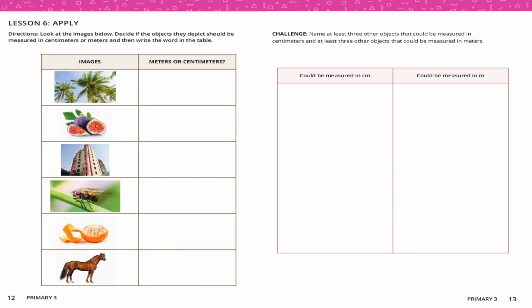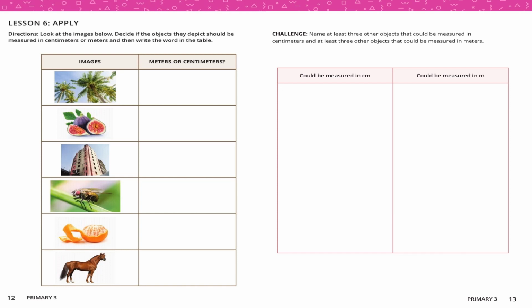Now let's apply. Our lesson 6 is applying four measurements. We have here some images and we will decide if we can use meter or centimeter to measure them. Don't forget, meter is the unit used for long items and centimeter is used for short items.